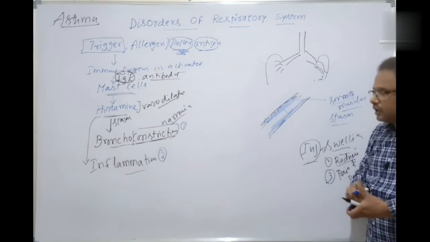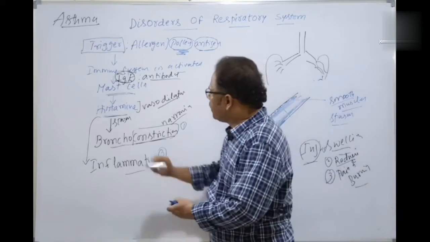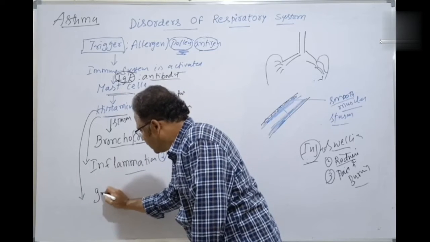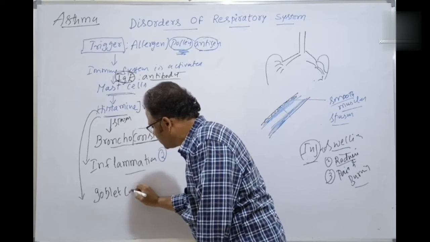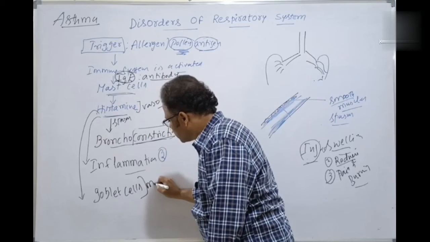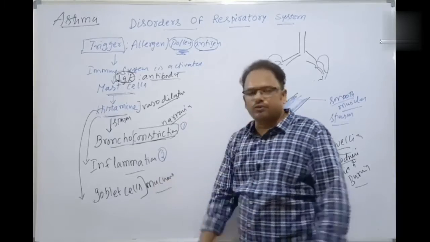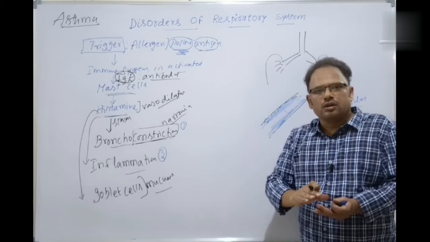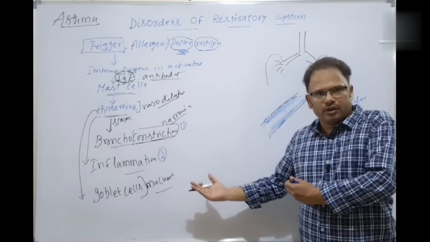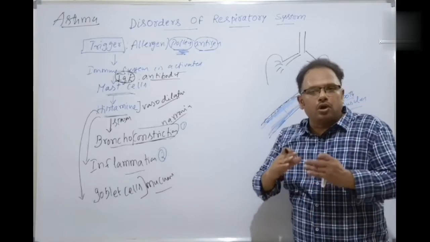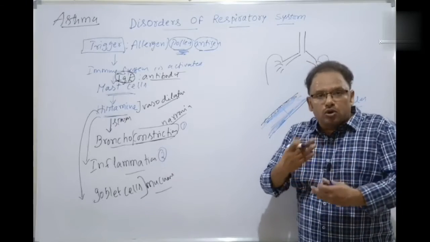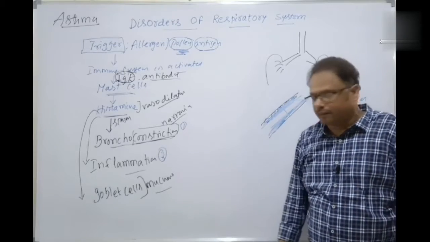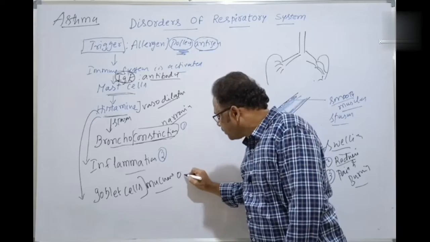Next, number three: because of the histamine, the goblet cells are stimulated, and they secrete mucus more than normal. Actually, mucus-secreting goblet cells are present in the bronchi. Normal stimulation gives the normal production of mucus, phlegm. But here, because of the histamine, there is an abnormal stimulation, because the immune system is activated. More mucus is secreted by the goblet cells. This more mucus production is called mucus edema.